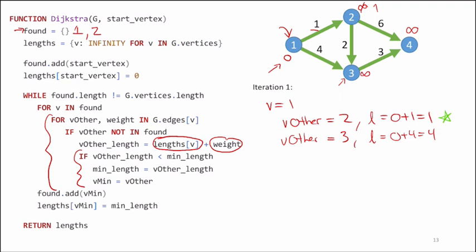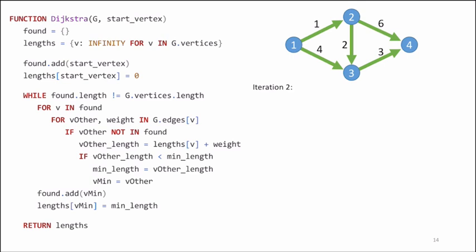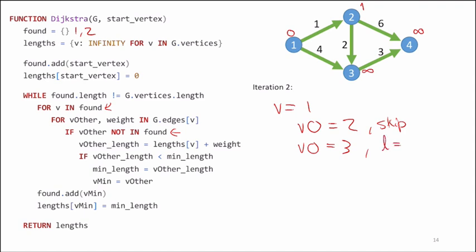And the second iteration, we're going to do the same thing. So currently we have 1 and 2 in the found set. We have a path length of 1 to get here, and infinity here, and 0 here. In iteration 2, we now have 2 vertices that we loop over from the found set. So we'll say that V the first time is equal to 1, V other is equal to 2. We just skip that one because it's already in found, as shown here. V other is now 3, and we're going to compute that length, same as before, it's 4. So you can cache those values if you don't want to recompute them every time. And that's everything connected to 1.